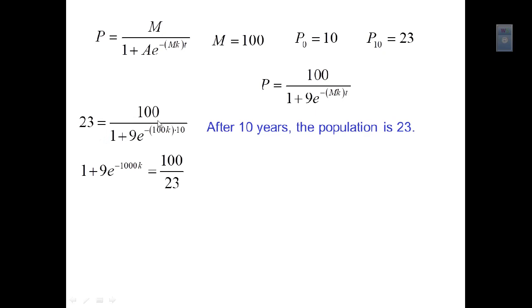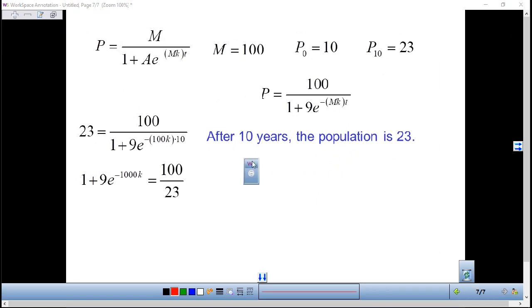Now, what happened here was we had this written out. Negative 100 times 10 gives me negative 1,000k. The 1 plus 9e, of course, is right here. And all I did was multiply both sides by this whole thing right here, and then divide both sides by 23. Just so you can see it, let me show you.